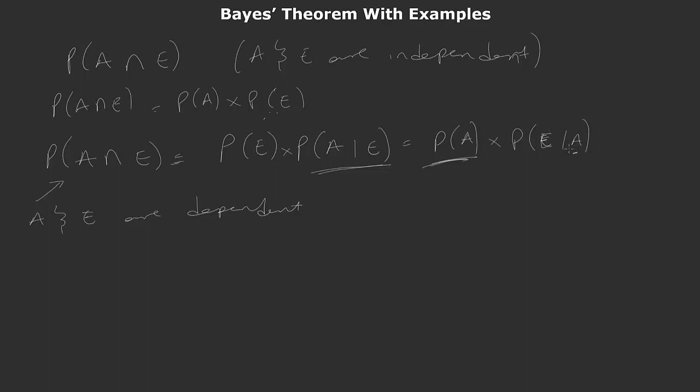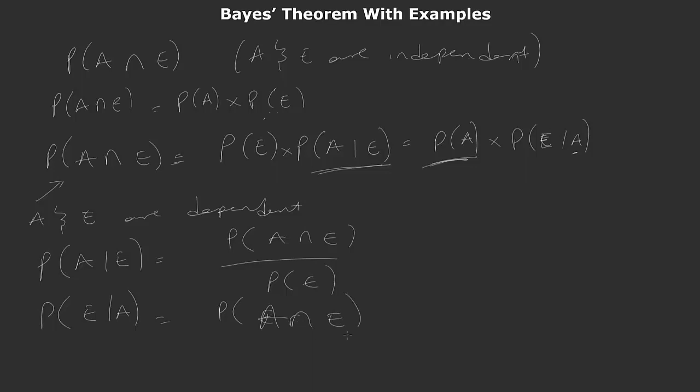So we can easily infer from here that the conditional probability of A, given that E has occurred, is simply the joint probability divided by the probability of E. Then the same thing goes for this. The conditional probability of E occurring, given that A has occurred, is the joint probability of A and E divided by the probability of A. So this is the formula for computing joint probability.